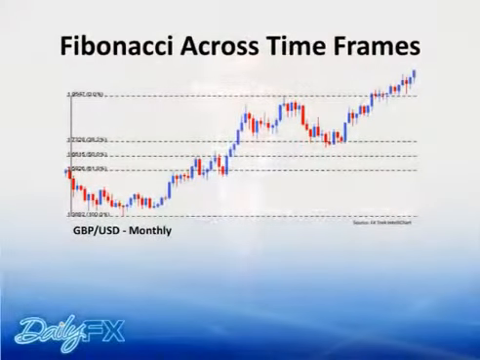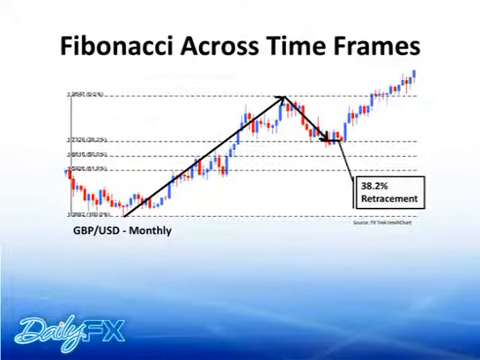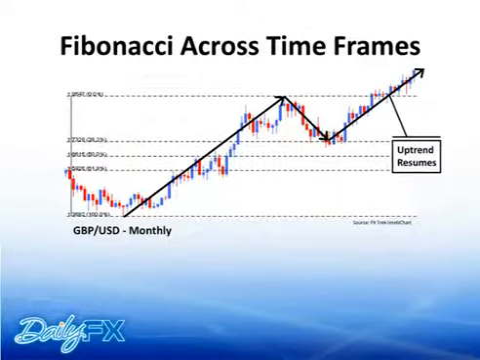Let's go longer term. Monthly chart. Each one of these bars represents a month. So we're talking about several years here. Same logic. There's our initial advance. There's the pullback down to the 38.2% fib. And once again, the uptrend continues. This is a monthly chart of pound dollar.